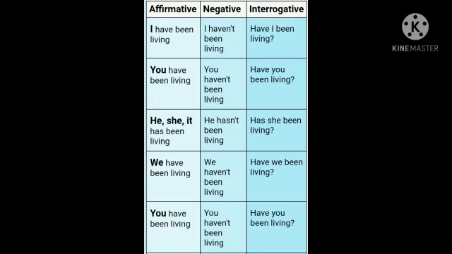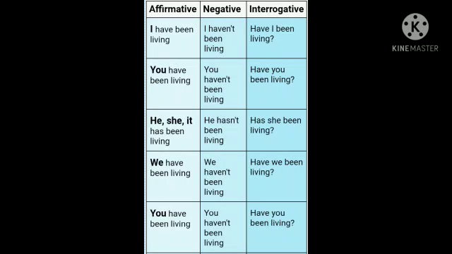Here he, she, it has been living. So the negative of this sentence will be he hasn't been living, and the interrogative will be has he been living. And now coming to the fourth one, we have been living, and the negative of this affirmative sentence will be we haven't been living, and the interrogative of those affirmative and negative sentences will be have we been living with question marks, because interrogative sentences always come with the question mark.